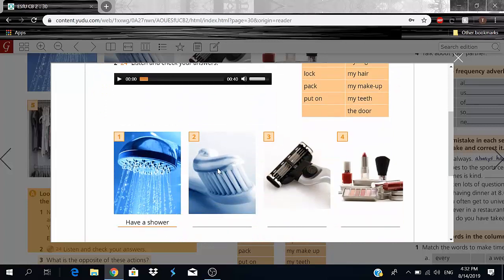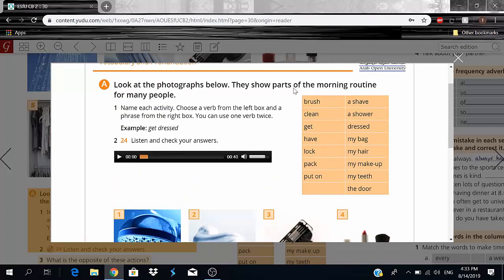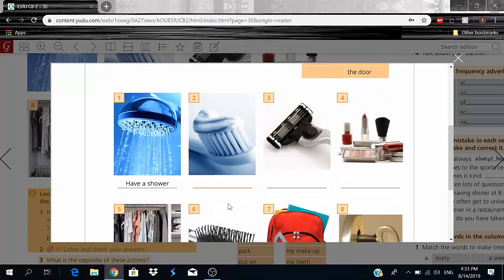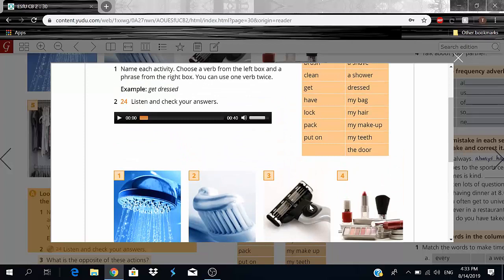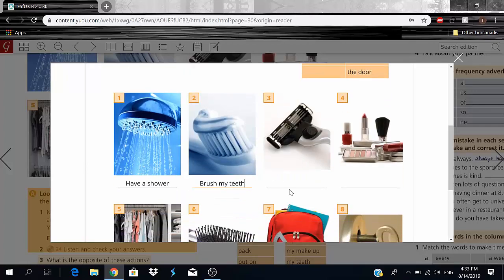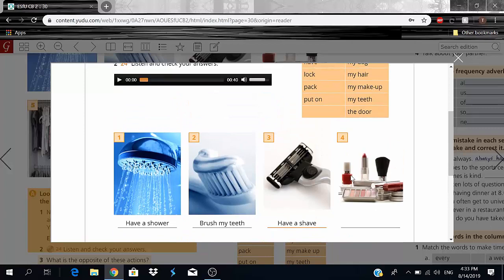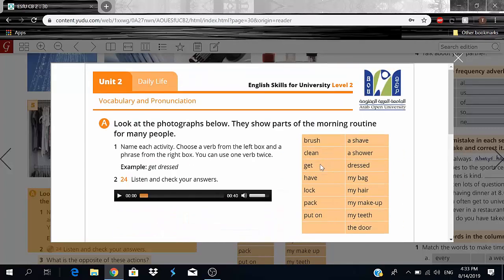Now, number 2 is obviously brushing your teeth, or I can say clean my teeth, but I'll just use brush. I have brush and I can use it twice, so I'll say brush my teeth. Okay? Number 3, obviously this is a razor, so that means we're going to be shaving. So again use the word have, a shave. Okay? Number 4, this is really obvious, makeup, so we'll say put on my makeup.